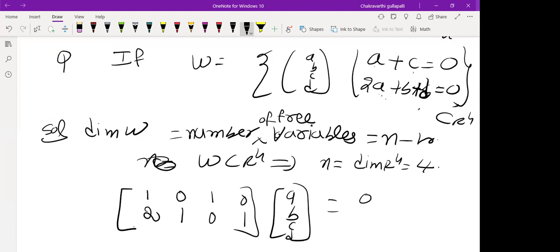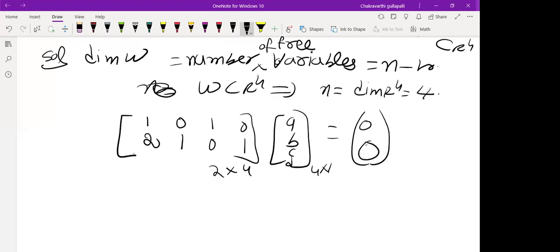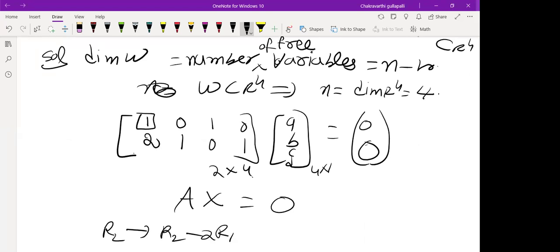Equal to 0. This is 2/4. This is 4/4. So this is 2. AX equal to 0. So we have to find the number of free variables. What is N? 4. Number of columns, or R4, either is the same. But we have to find what is rank. How to get R? This is the leading element. We have to make the entries below C zero. So for R2 apply the operation R2 minus 2R.